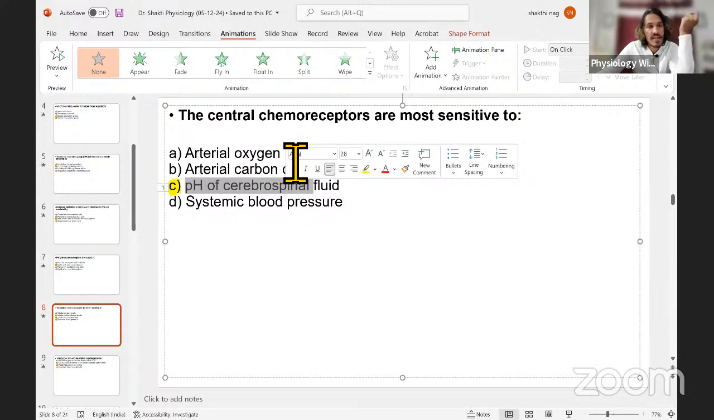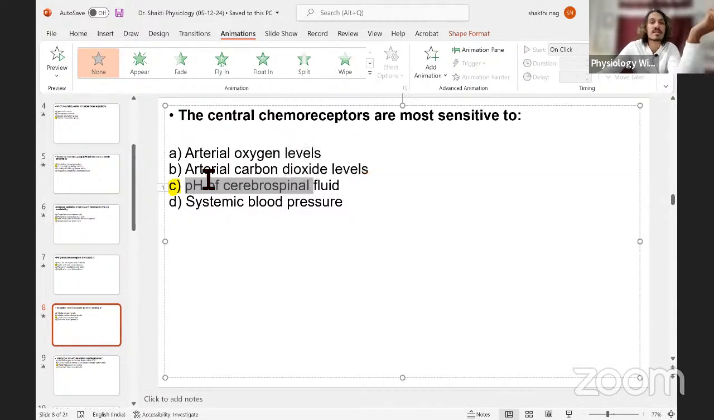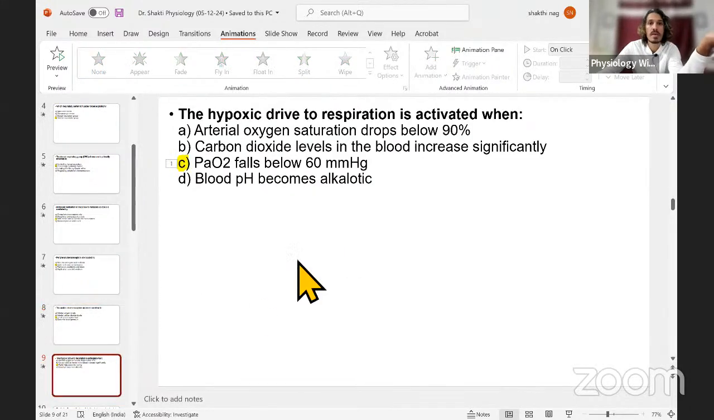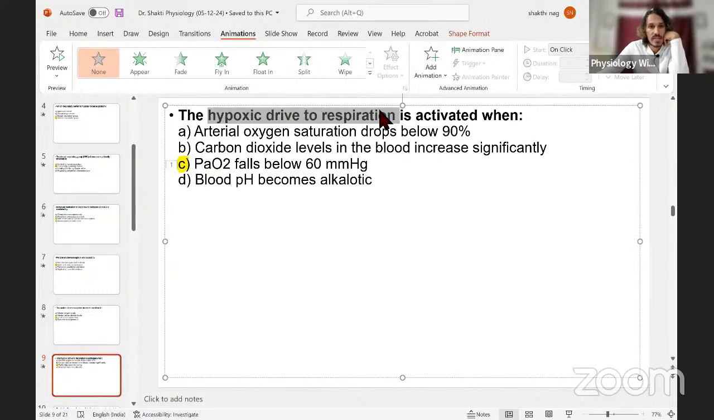Instead of that, if they're asking what in the blood is going to affect the central chemoreceptor, then the answer would be this. Now, this is another thing, hypoxic drive. I already mentioned to you, when PO2 falls below 60 millimeters of mercury, that stimulates your hypoxic drive.